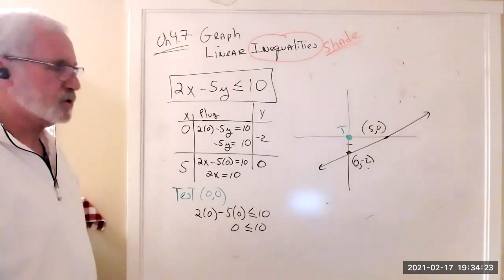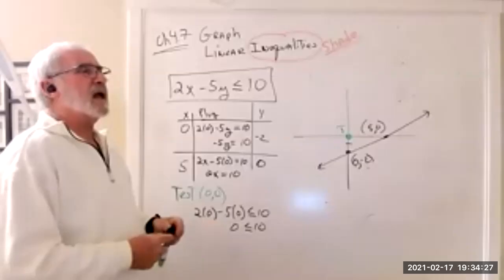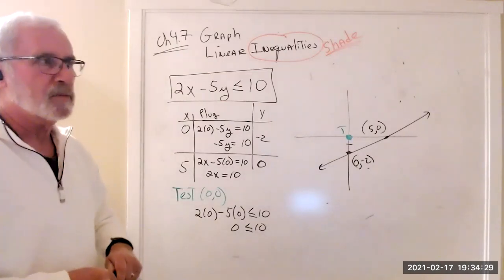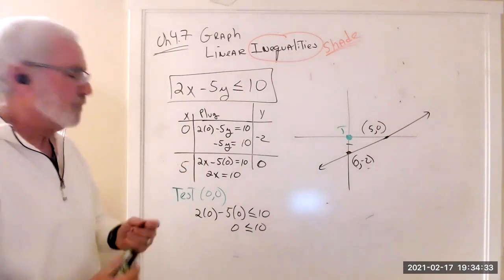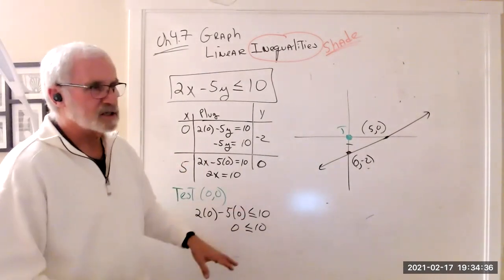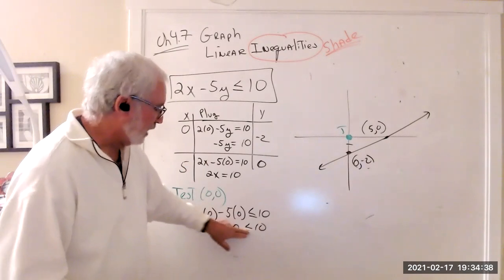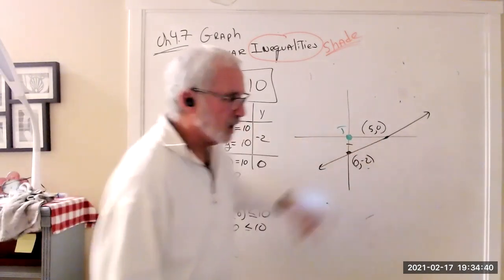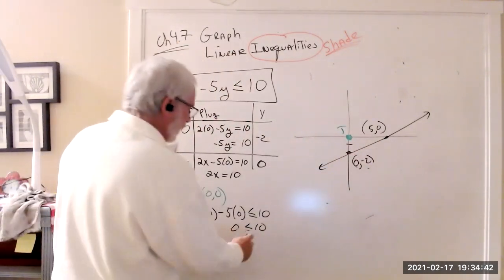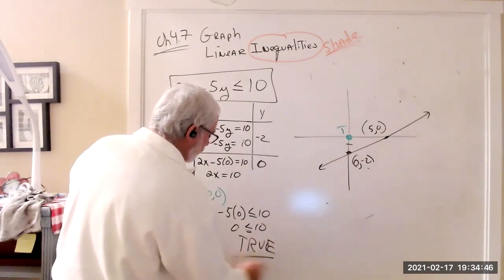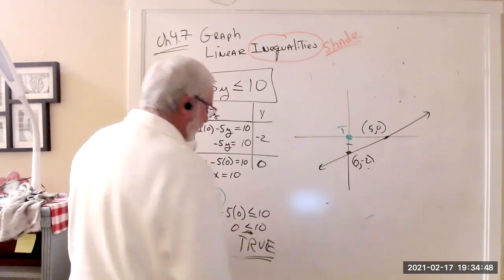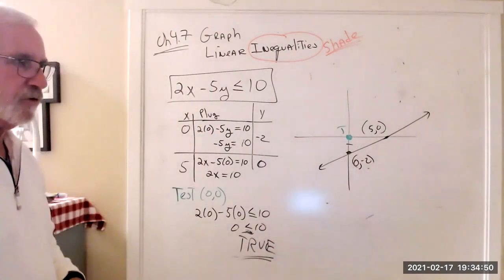It says less than or equal to, though, right? Yes, but it's either one. Less than, true, forget the equal. 0 is less than 10. Don't worry about the equal. We covered the equal with the solid line. It is true. I understand the confusion about the equal sign, but it doesn't have any bearing in this test.